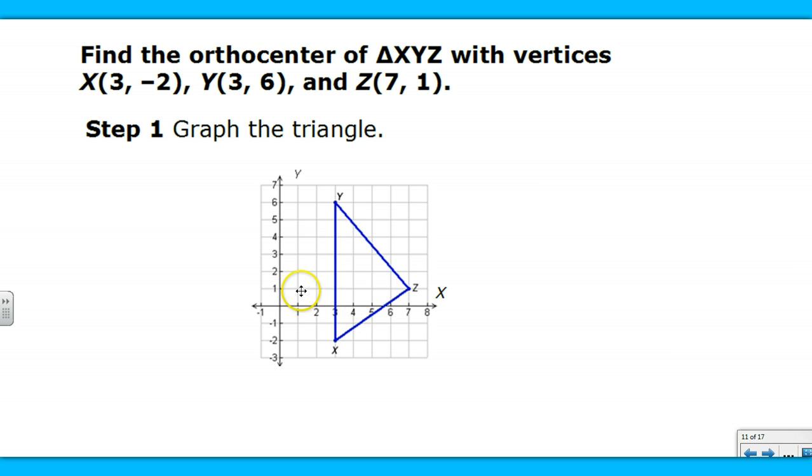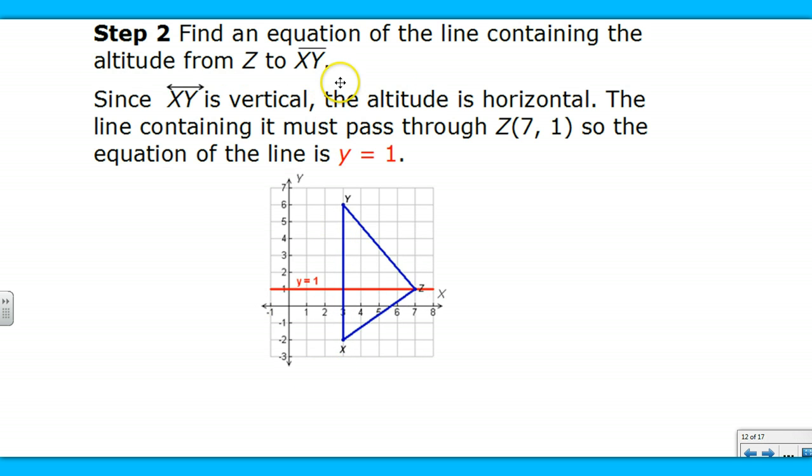So the easiest altitude to construct would be where? Well, we can easily go from point Z, which is at 7, 1, and create a perpendicular from that vertex through this base over here, XY, right? So that's the first altitude drawn. XY is vertical, so the altitude from Z is going to be horizontal. And so it must pass through this point, 7, 1. So the equation would be y equals 1. And there we have the first altitude.